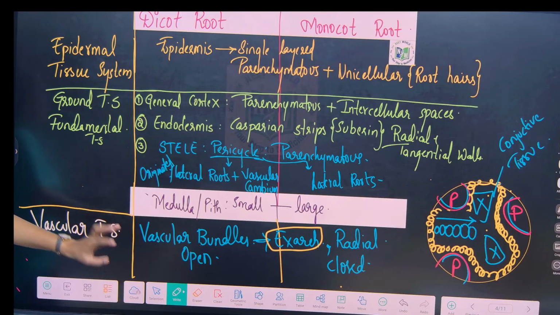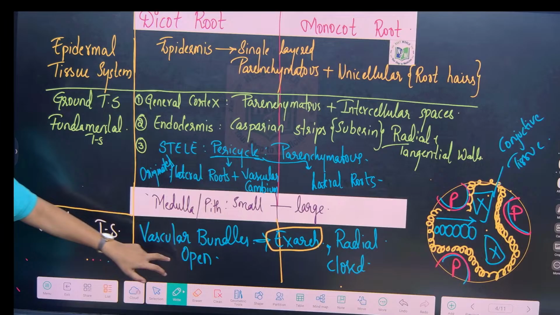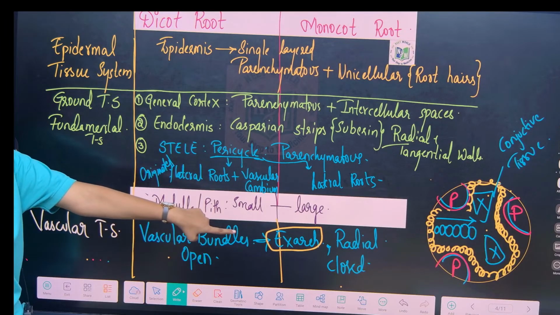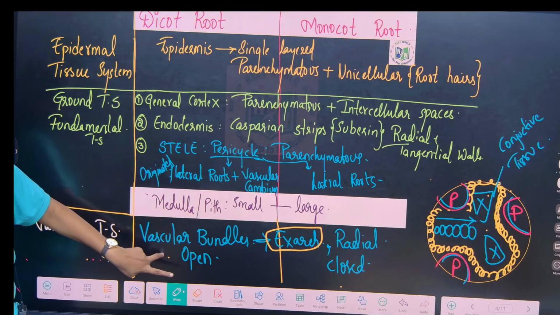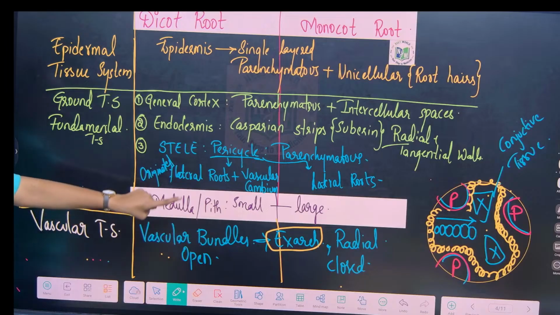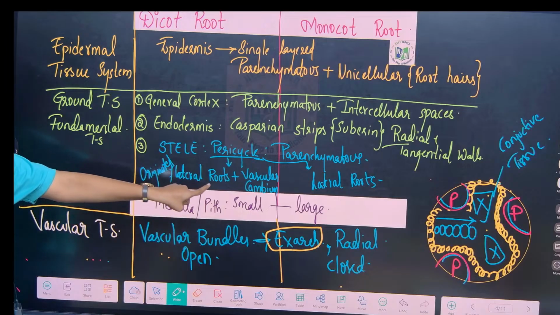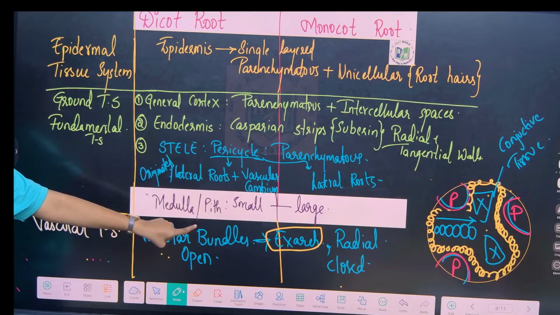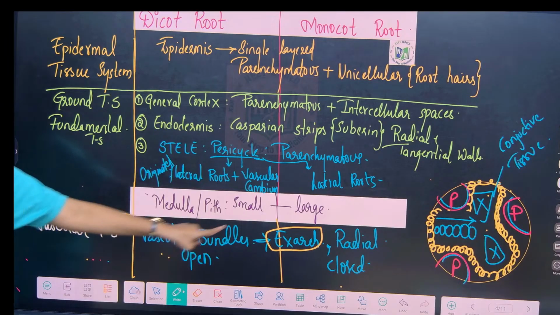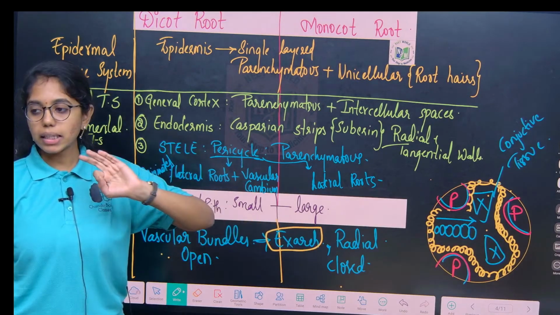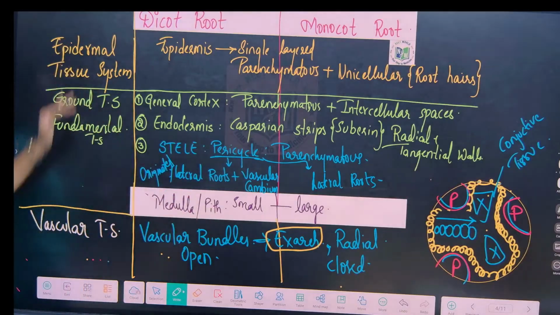Fine, right? So what are the primary differences? Vascular bundle is open here, closed over there. Vascular cambium is present, absent. It originates from pericycle. And here you can see diarch to tetrarch vascular bundles, here it is polyarch. These are three primary differences, and these are the tissue systems.